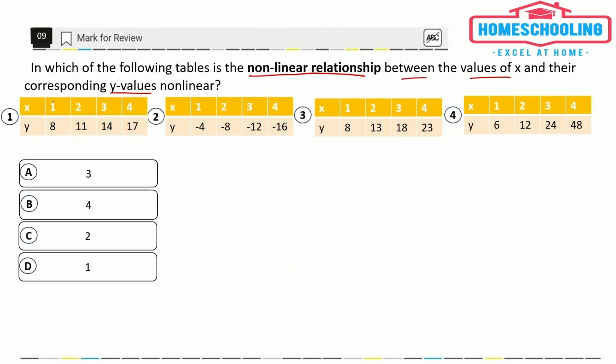As we can see here in the first table, when there is an increase of 1 unit in x, y increases by 3 units. Here also, when there is an increase of 1 unit, y increases by 3 units. With a 1 unit increase, y increases by 3 units. So we can call it a positive linear relationship.